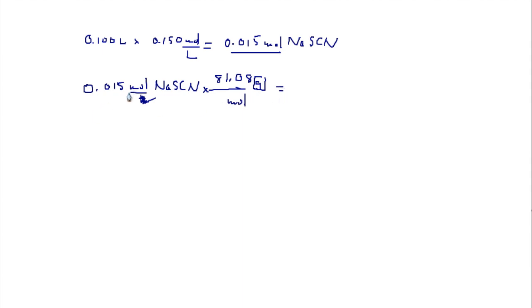As you can see here, the moles will cancel out, and on the numerator we have the unit for mass, which is grams. So if you multiply 0.015 by 81.08, it will give us a value of 1.22 grams of sodium thiocyanate.